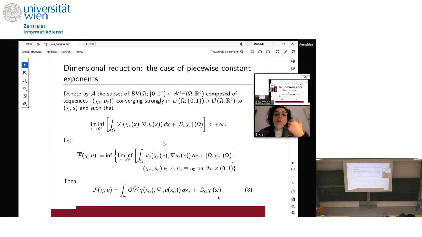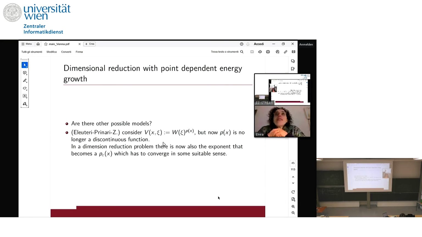But then the point is, what happens if now we go back somehow to the analysis by Mingione and Mucci? So namely, we consider a generic p(x) now, where this p(x) depends smoothly on x. So no longer a convex combination through a set of finite perimeter. The problem has been solved already by Mingione and Mucci in the sense of the relaxation, assuming that we have enough regularity on this exponent p(x). But our aim, mine and Michela Eleuteri and Francesca Prinari, is the case of dimension reduction.